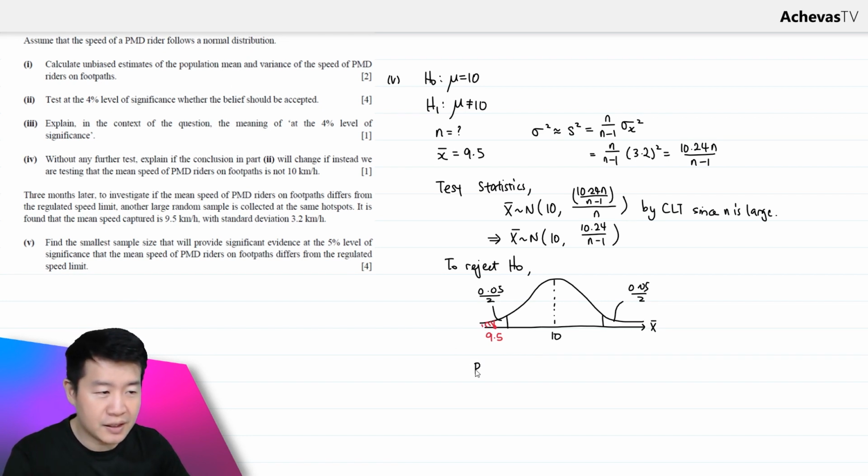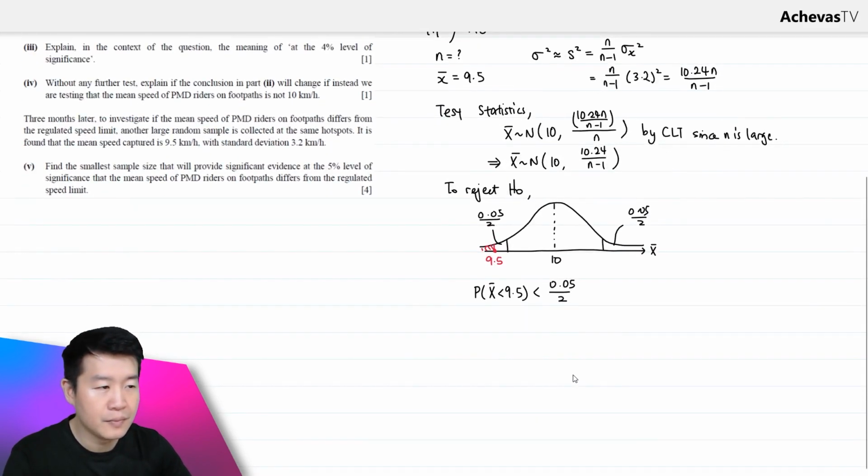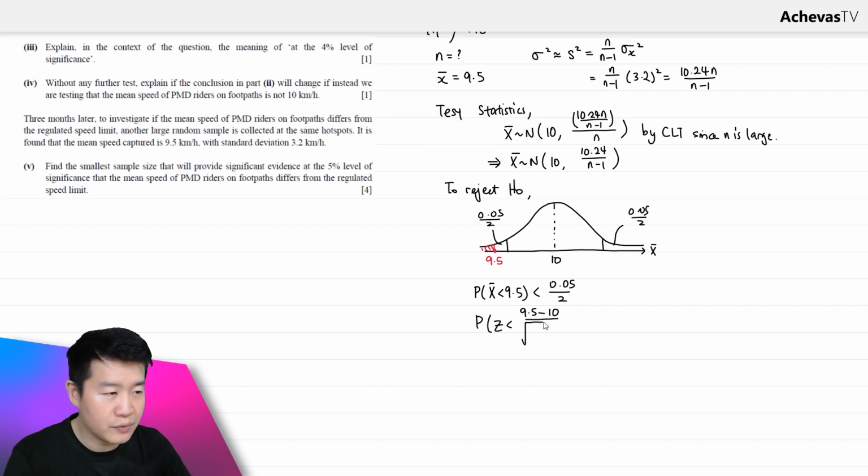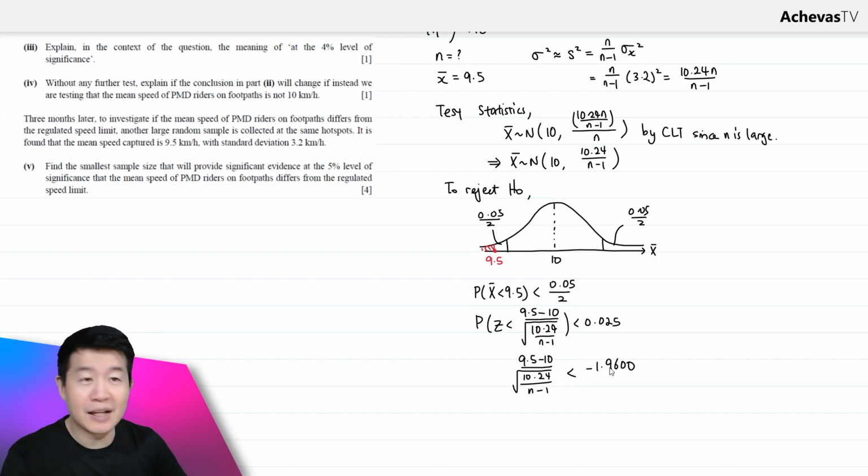If I were to look at the area on the left hand side of 9.5, the probability of x bar less than 9.5, this area is less than 0.05 over 2. If I were to standardize this, I will have z less than 9.5 minus 10 divided by the square root of this whole thing, which is 10.24 over n minus 1. This is less than 0.025. If I were to press it into my calculator, I will be getting negative 1.9600. So 9.5 minus 10 over the square root of 10.24 over n minus 1 is going to be less than negative 1.9600.